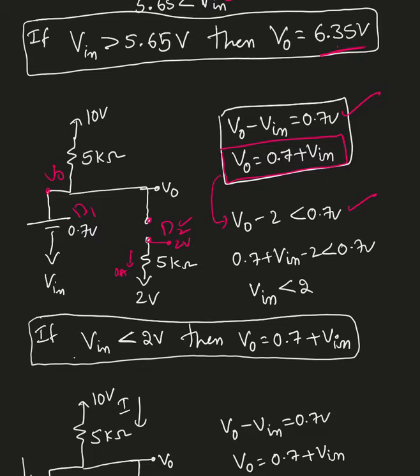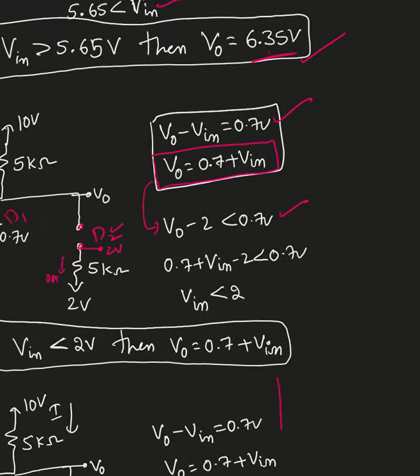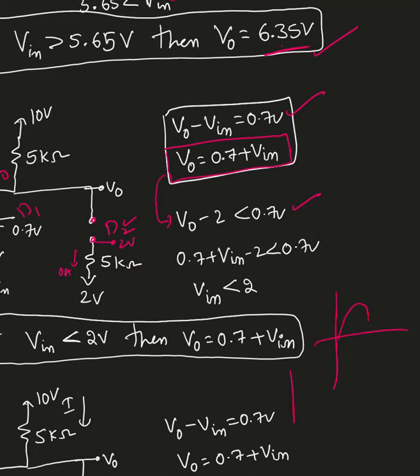So if Vin is less than 2 volts, then V0 equals 0.7 plus Vin. So from the first case, I'm going to take the sinusoidal waveform here. Let me draw this. So here is the sinusoidal waveform. I found if Vin is greater than 5.65 somewhere there, I know what the output is. If Vin is less than 2 volts, somewhere here, I know the output right there. So I need to find what is going on during this period.